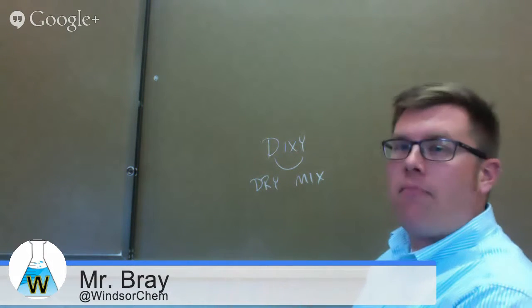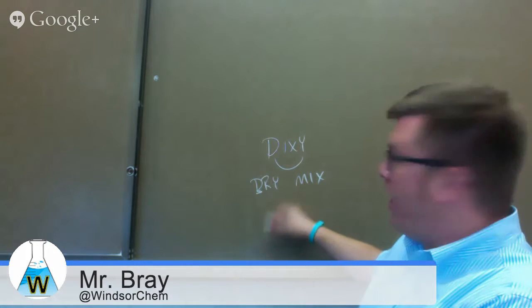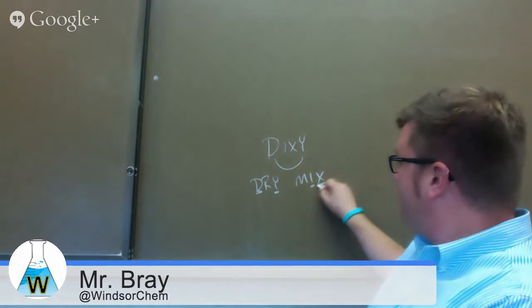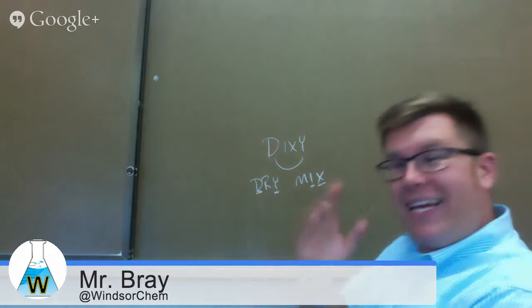mix, right? Dry mix. That works because the dependent variable, again, goes on the y-axis, and the independent variable goes on the x-axis. So remembering one of those two things is a pretty good idea. That's going to help you when it comes to some of these questions. So there you have it. That's graphing. That's about it. That's what we talked about.